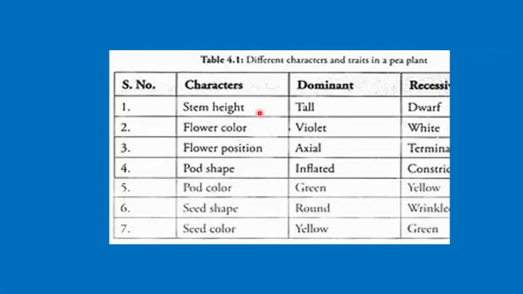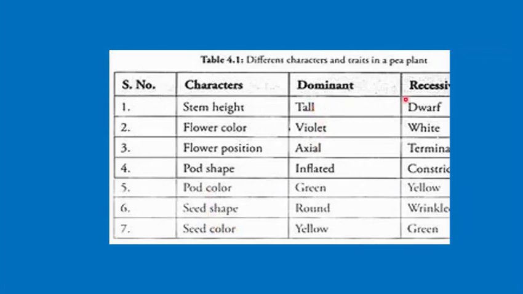Characteristics were based on 7 main characteristics, very important to learn. Stem height, flower color, flower position, pod shape, pod color, seed shape and seed color. So the 2 characters related to flower are color and position. 2 characteristics with pod are pod shape and pod color. 2 characteristics which he took for seed are seed shape and seed color.